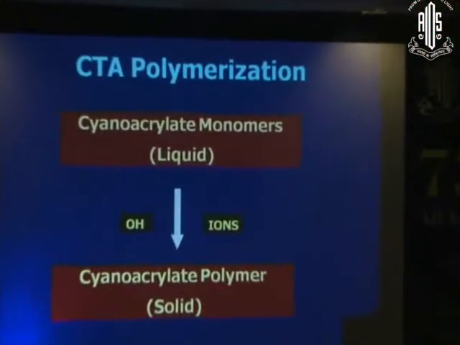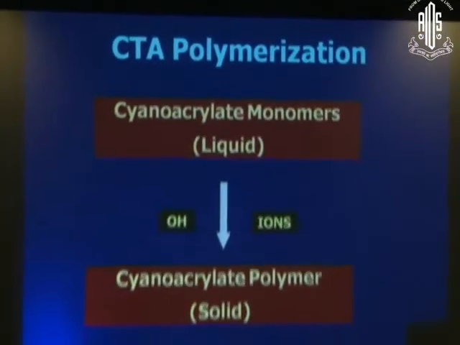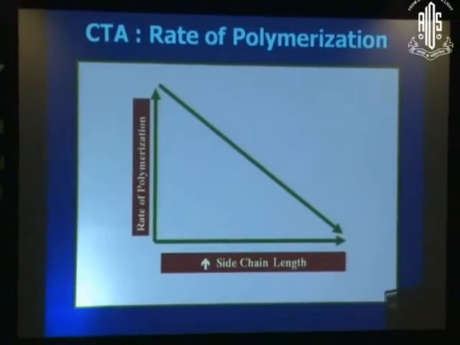The synthetic tissue adhesives are basically ethylate, then nitrite, and then a side chain. And this is the basic structure. Once this cyanoacrylate comes in contact with OH ions, the monomers are converted into cyanoacrylate polymers, and there is a CTA plug which is formed and which seals the corneal perforation basically.